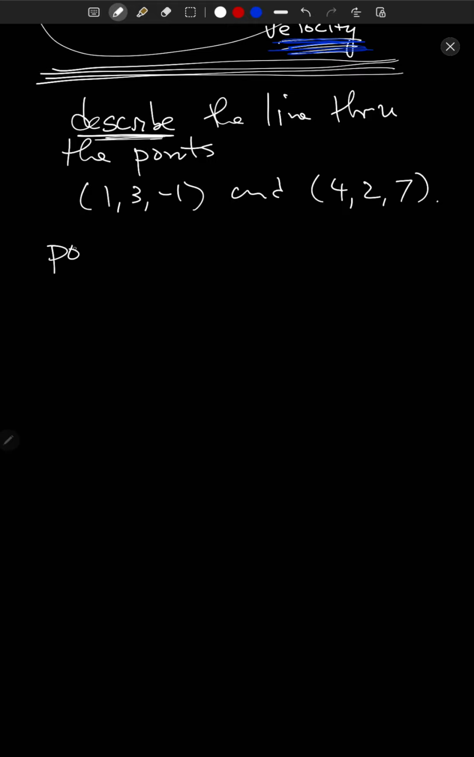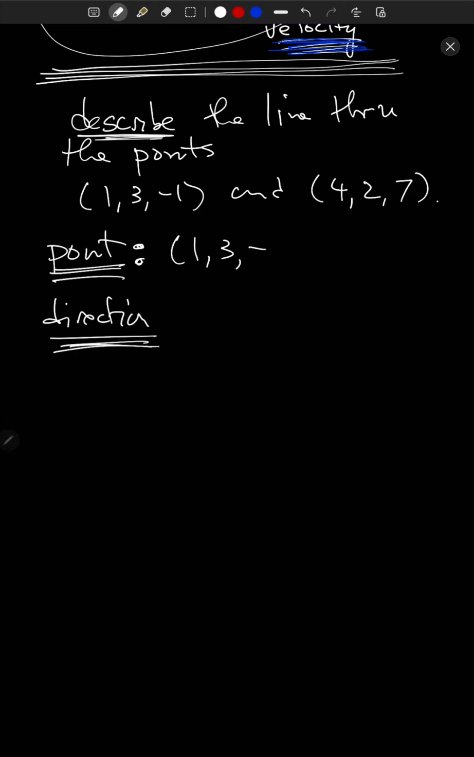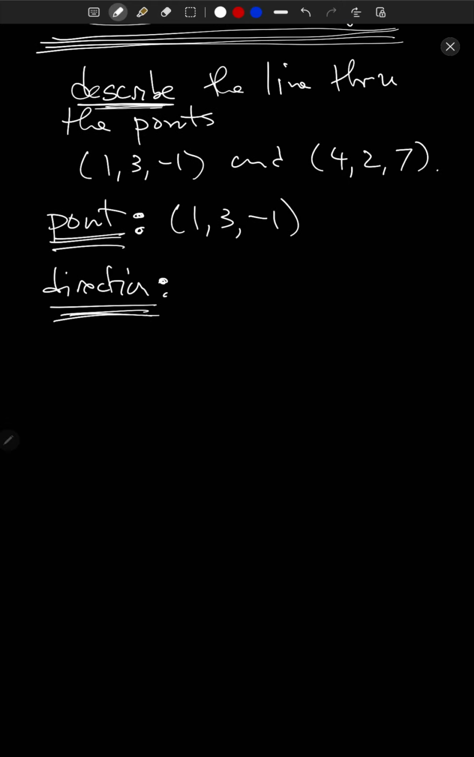So here we need a point, we need a direction, right? Just like in high school math with lines, you need a point and you need the slope, right? Same exact idea, okay? If you had a point and a slope in high school math, you had a line. Now, if you have a point and a direction, you have a line, okay? All right, so point, doesn't matter which one, right? (1, 3, -1), that'll work perfectly fine. Okay. Direction. Well, we need a vector that, if you put its tail at (1, 3, -1), moves along the line. Okay.